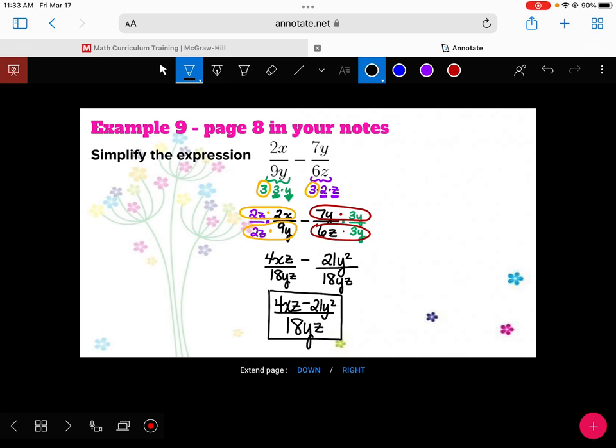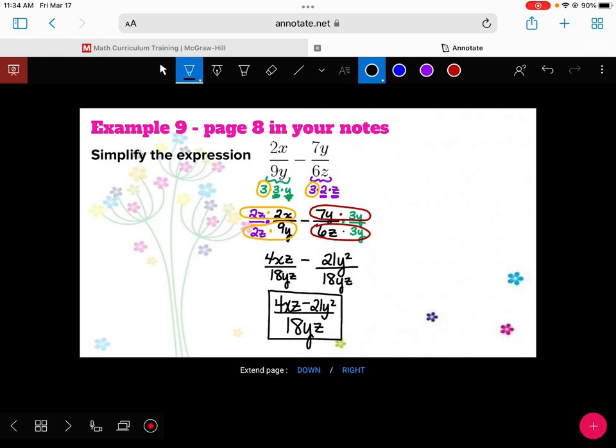What would it look like if they were like terms? How would I know that they are like terms? Has the same variables and the same exponents. So if I have an x and an x squared, I can't combine those. But if I had a 4xz and a 21xz, I could combine those pieces together.